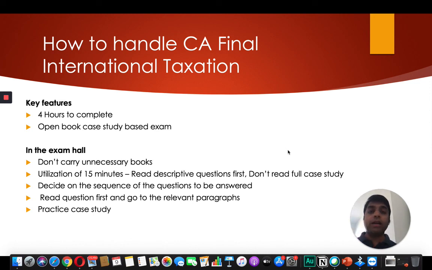If you are given a study or a question on transfer pricing, you need to reverse think: how can I solve this, rather than how can I answer this.